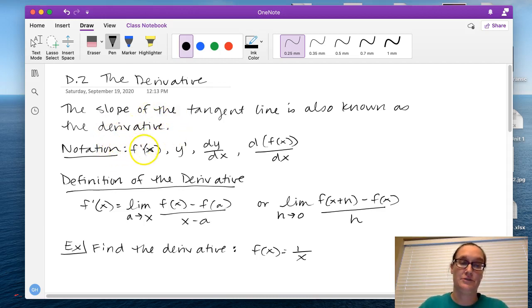So some notation for the derivative. We read this as f prime. There's a little apostrophe there. It's not f to the first power. It's an apostrophe. So f prime of x, y prime.